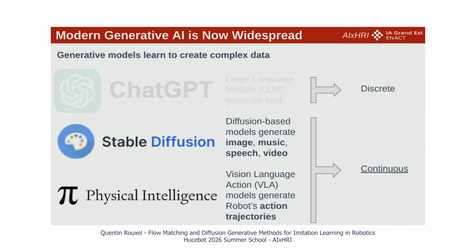ChatGPT and LLMs output a discrete set of tokens, while all the diffusion and flow matching family of generation output continuous data. And even though the problems they're solving are the same, the methods they are applying are very different. So we're going to focus today on these two later parts of the family.